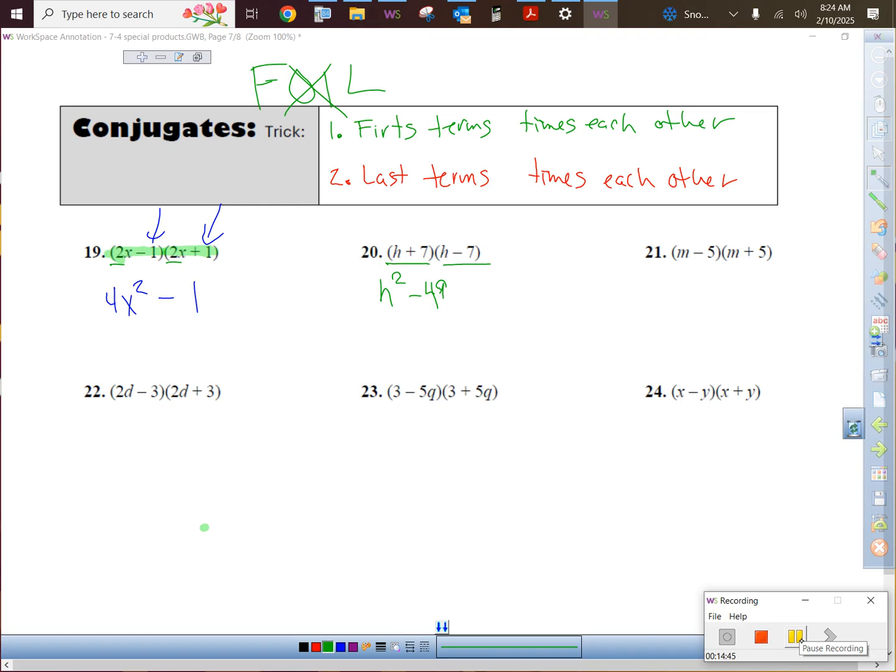You can check with the neighbor after each one. First times each other, last times each other.